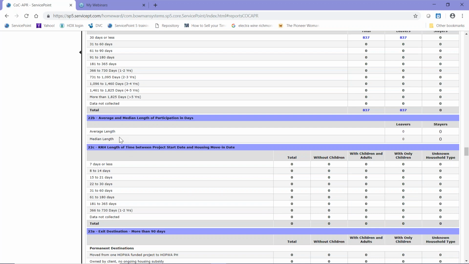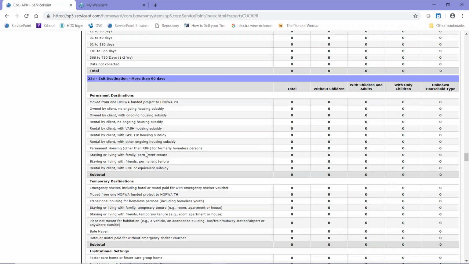Then we have the average and median length of time they've been in your project. And then for RRH, rapid rehousing, how long did it take you to house the client? So this is a very important question for rapid rehousing, because HUD says that we should be housing clients in a rapid rehousing project within 30 days. So based on your entry date and your residential move-in date, that is how you're going to calculate how long did it take you to house your clients.